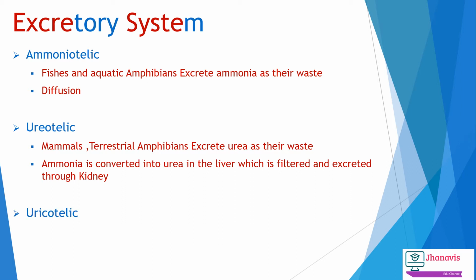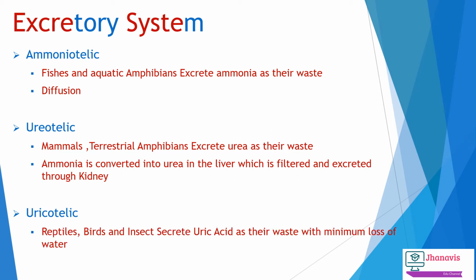Next is the uricotelic organism. What is this uricotelic organism? Here, uric acid is the excretory product. This type of excretory product is seen in reptiles, birds, and some insects also, where there is a minimal loss of water through which the excretion takes place.